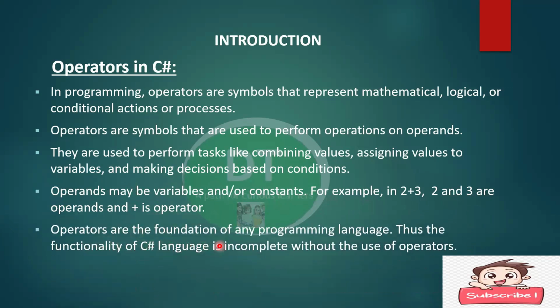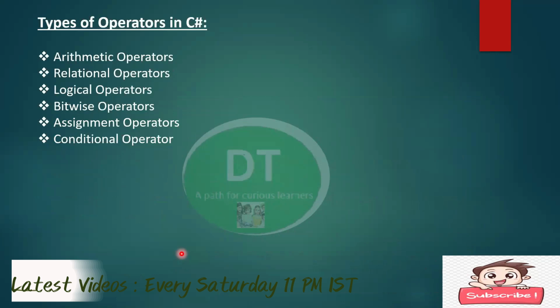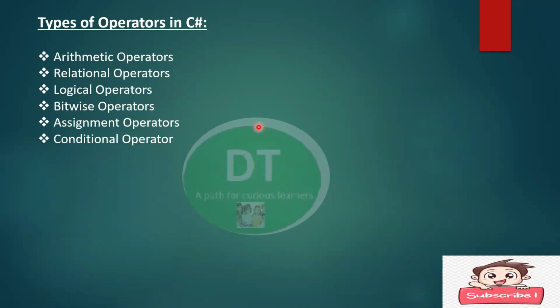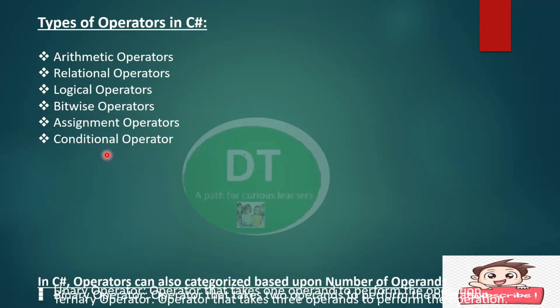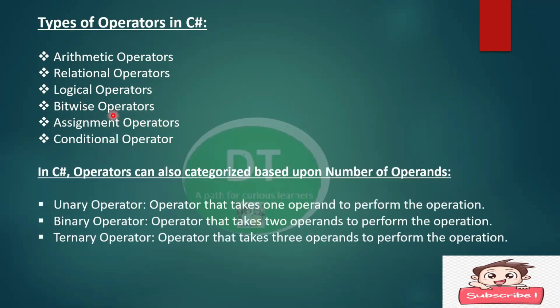Operators are the foundation of any programming language. Thus, the functionality of the C# language is incomplete without the use of operators. Now we'll discuss the types of operators in C#. In C#, we have arithmetic operators, relational operators, logical operators, bitwise operators, assignment operators, and conditional operators. So let us discuss each of these operators in detail one by one.